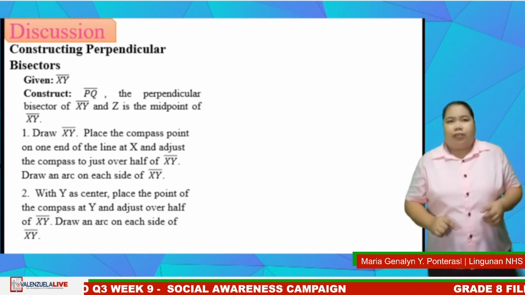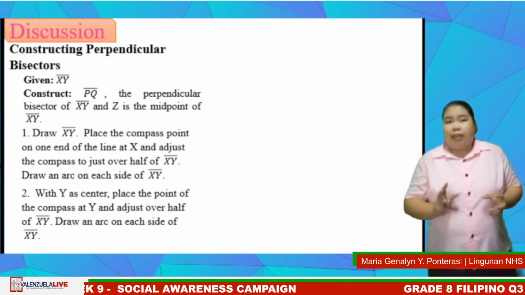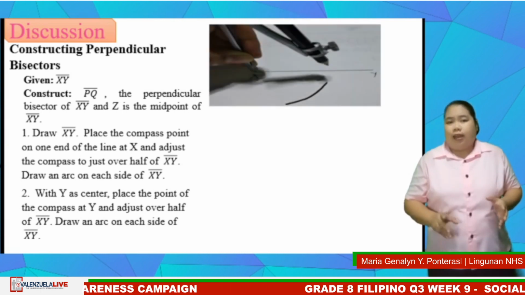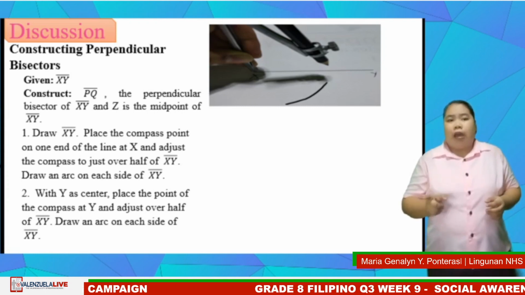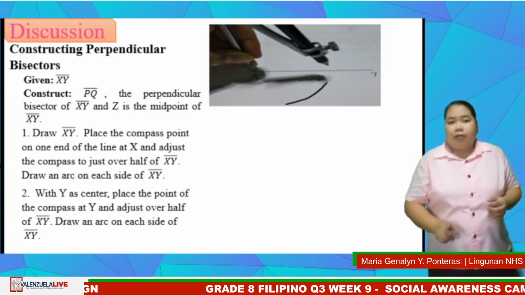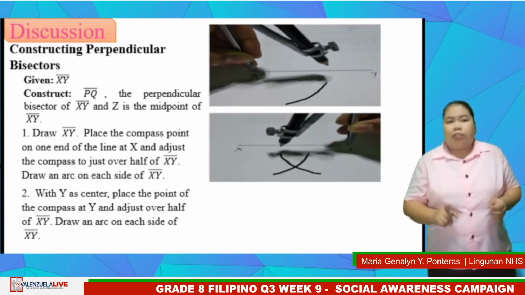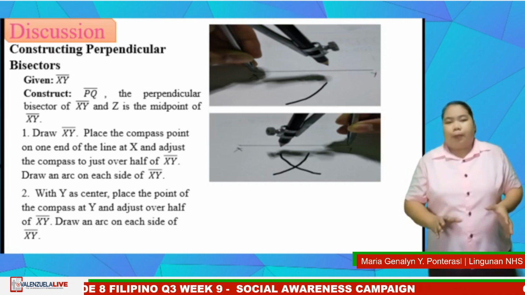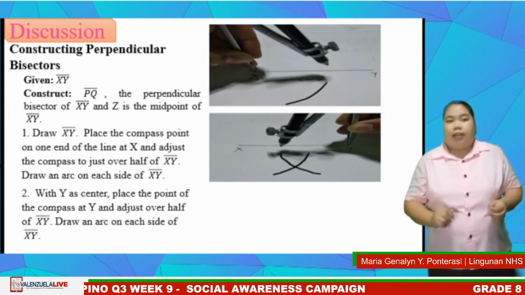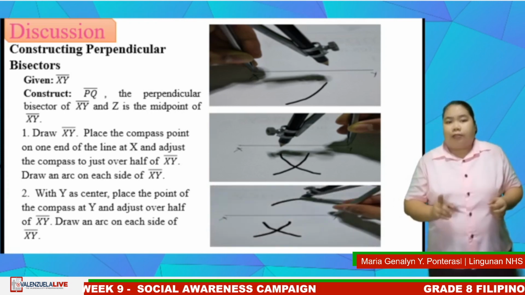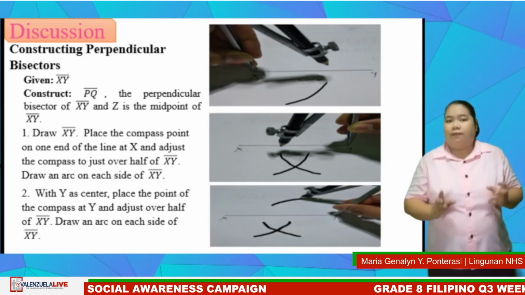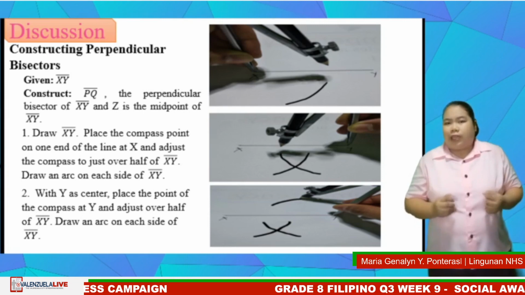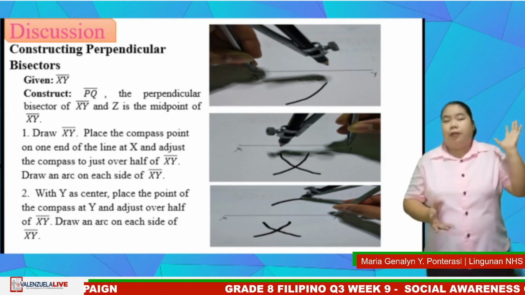The first step is you draw segment XY, then place the compass point on one end of the line at X and adjust the compass to just over half of XY. Then, draw an arc on each side of XY, as you can see in our figure. Then the second one, with Y as center, place the point of the compass at Y and adjust over half of XY. Then, draw an arc on each side of XY, as you can see on our figures.